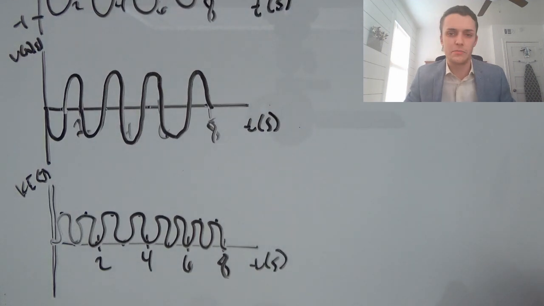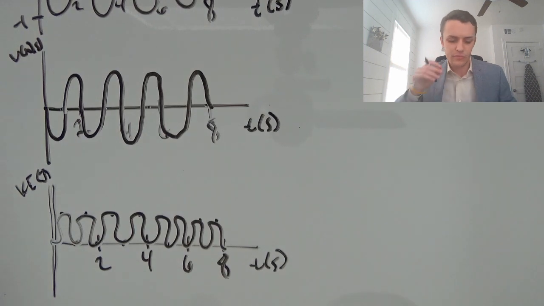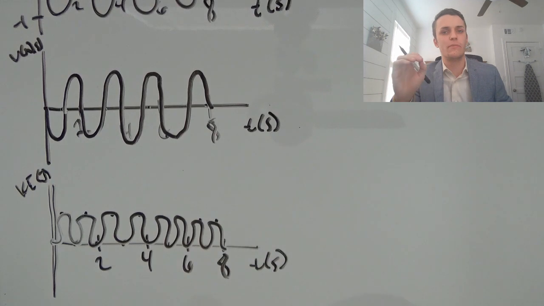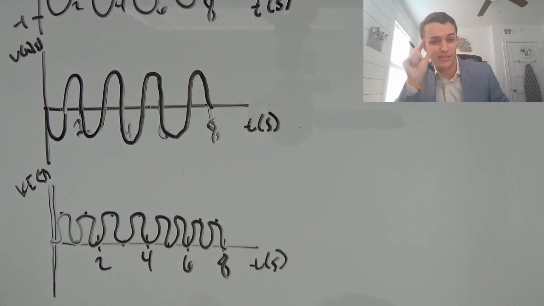And that brings us to the last bit, which is assume the pendulum is pulled back to a height of 0.2 meters above its rest position before being released. Go back and add scales to the graphs above. Okay, so notice that this one gives us a height that it's initially pulled back to, does not give us the velocity. So there's a little bit of an extra step here.